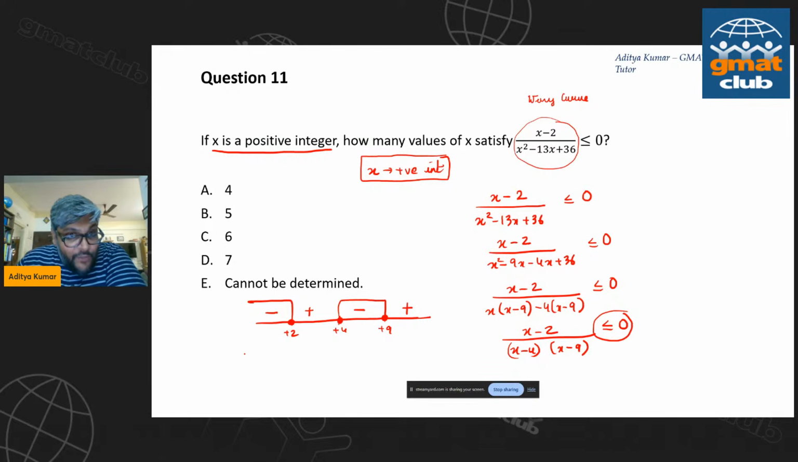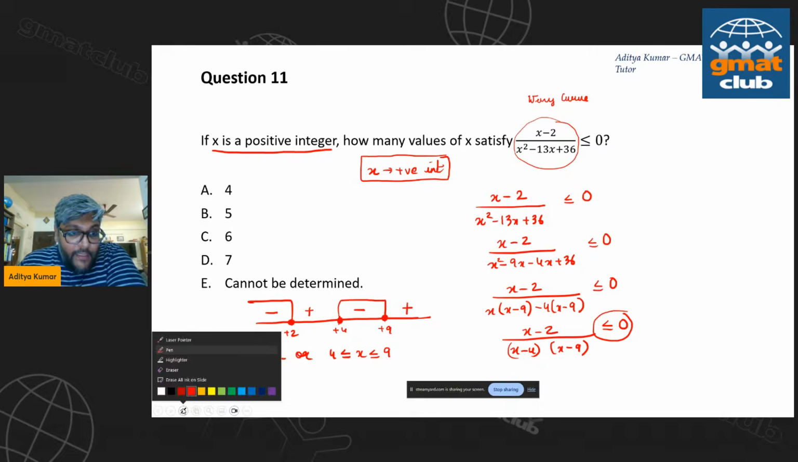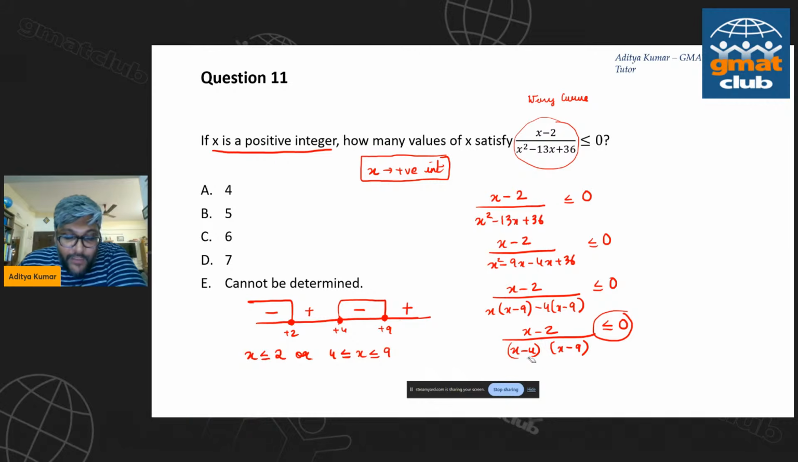So x should be less than or equal to 2, or x should be between 4 and 9 inclusive of 4 and 9. But I said when you have a division, you have to discard the solutions that make your denominator 0. So what are the solutions that make my denominator 0? Equal to 4 and equal to 9. I'm going to remove them as part of my solutions. So this is my entire solution.